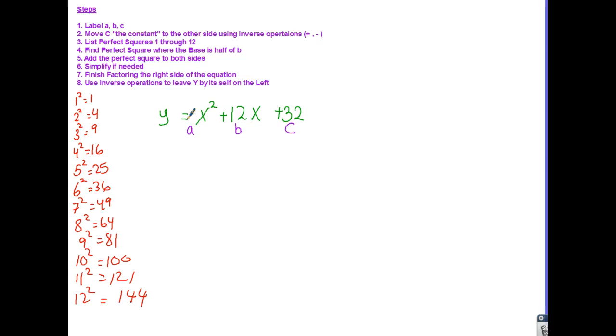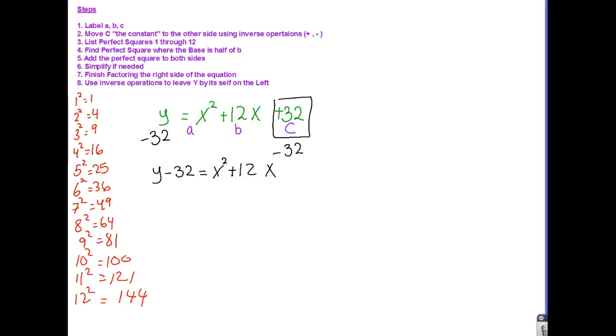Then, step number 2 says, move C, the constant, to the other side using inverse operations, plus or minus. So since this is a plus 32, inverse operations will be minus 32. So I'll subtract 32 from both sides of the equation. So I'll get y minus 32 equals x squared plus 12x.